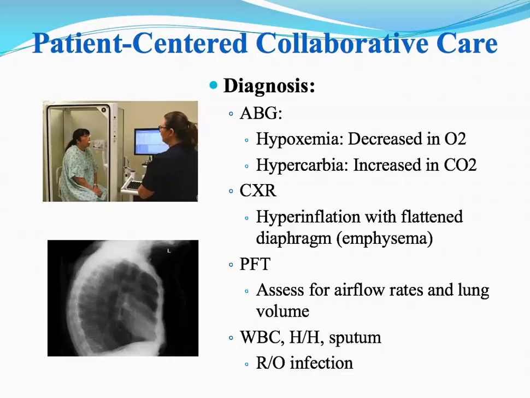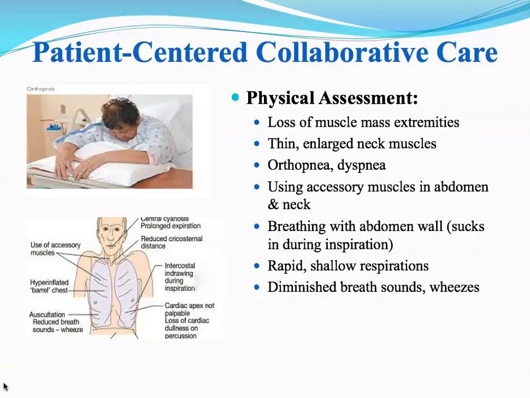White blood cells can be done to rule out infection, especially if they have a productive cough. So that may also include doing something like a sputum culture. With your physical assessment with a patient with COPD, we're of course going to assess the respiratory status, but you also need to look at their general appearance and cardiac assessment. With their general appearance, do they have what appears to be a loss of muscle mass, particularly of the extremities? With those who have emphysema type of COPD, they may have more enlarged neck muscles from using their accessory muscles in order to breathe. Do they have orthopnea?